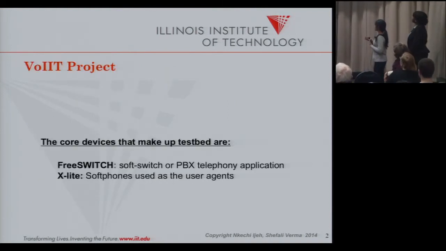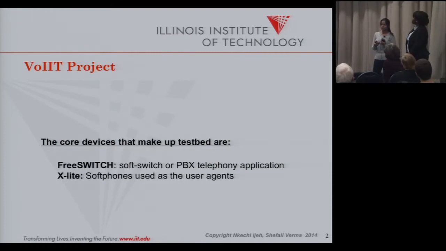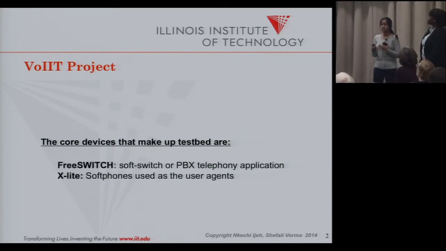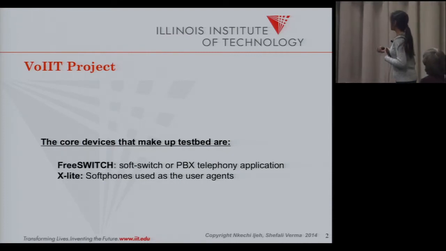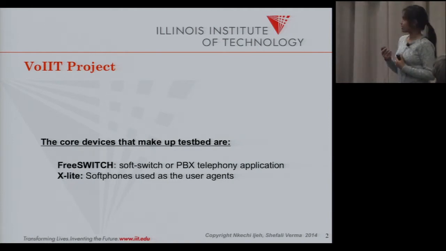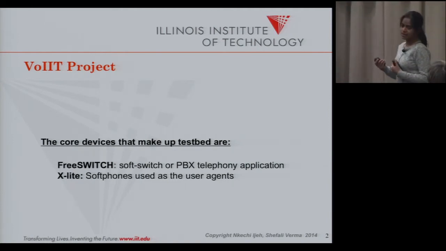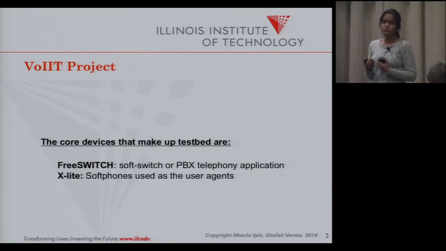Voice over, basically the project is about a SIP-based telephone system that provides real voice and video communication to the user agents. The core devices that make up the test bed that we used are FreeSWITCH and X-Lite. X-Lite are the soft phones through which the user agents can make the call.